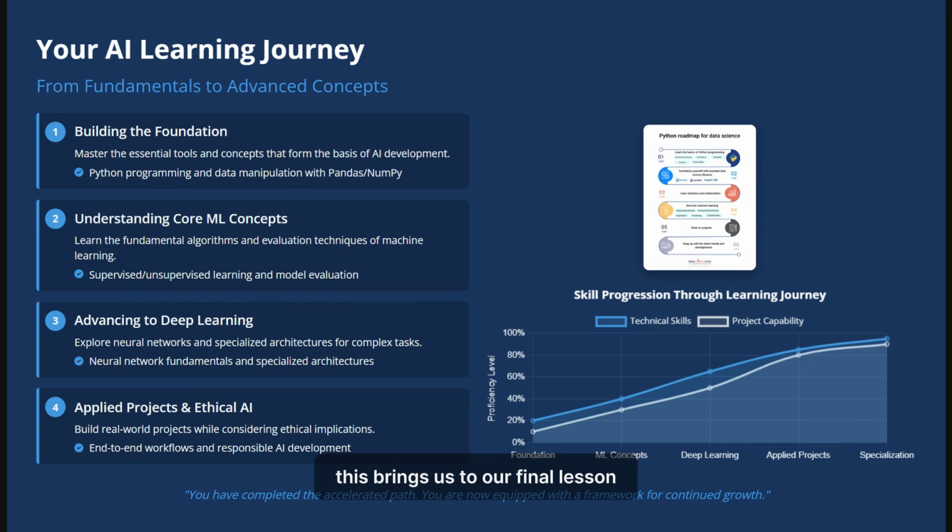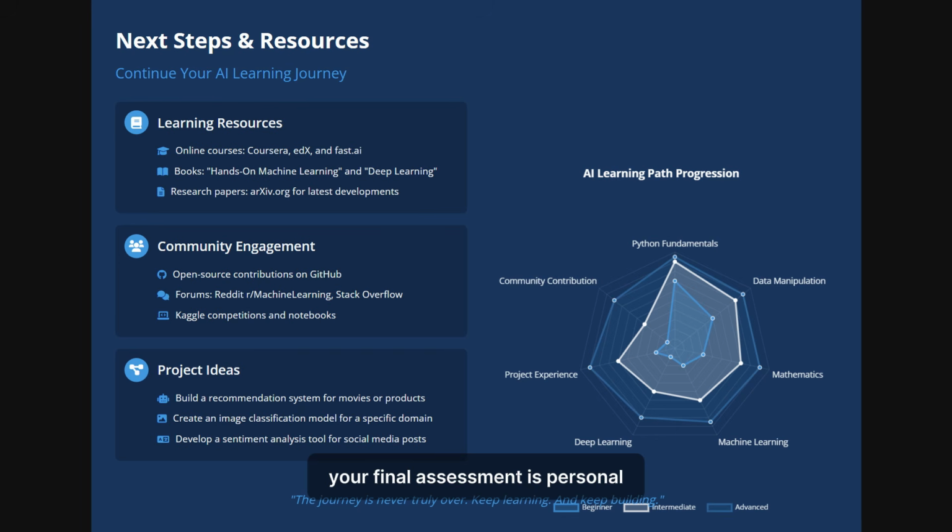This brings us to our final lesson, continuous learning and specialization. Congratulations, you have completed the accelerated path to AI. But this field evolves at an astonishing pace. The most important skill is learning how to learn. This means reading research papers, following key people and labs on social media, contributing to open source projects, and above all, to keep building. Your final assessment is personal.